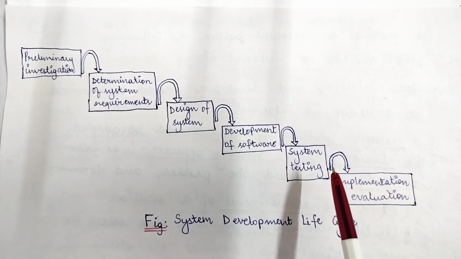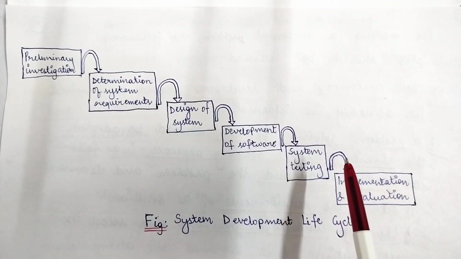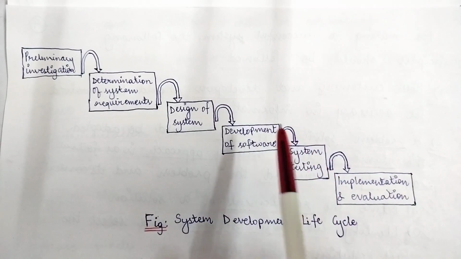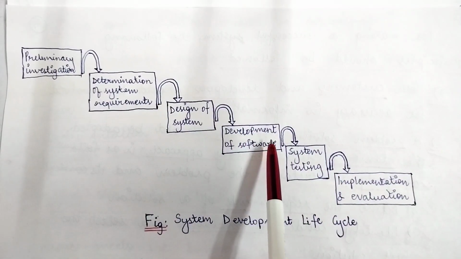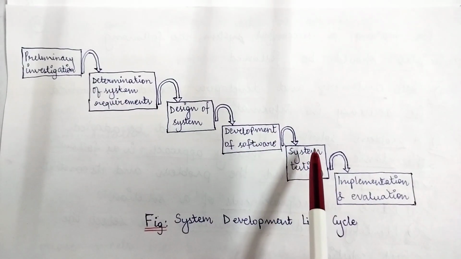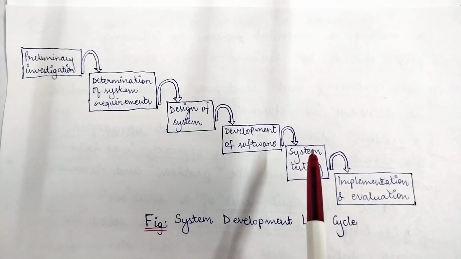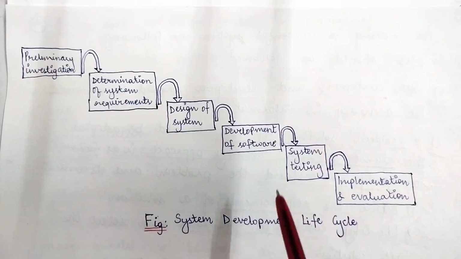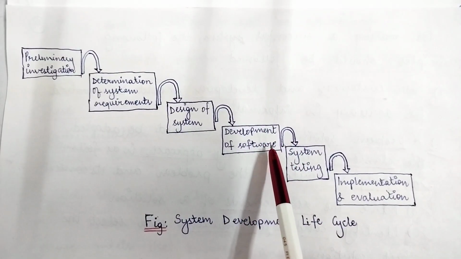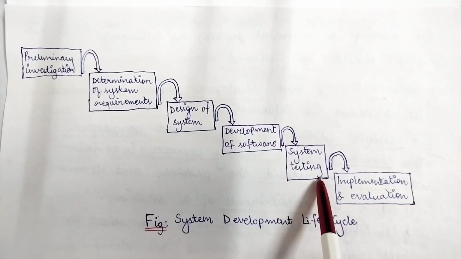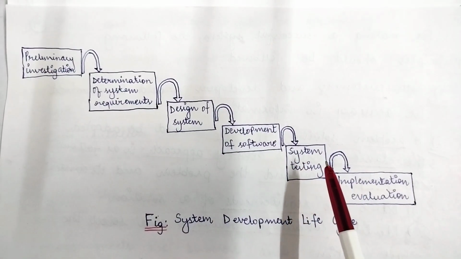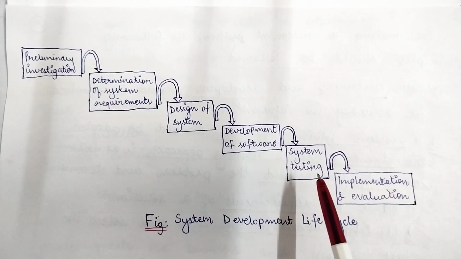But if there are problems with this system and it is not meeting the required objectives, obviously you have to make some modifications, which will be done in the development of software phase itself. You will go back to this phase, make some changes, and then again do system testing. Now if everything is okay and there are no errors, finally you will hand over the system to the client. So you keep going back to the development of software phase until in the testing phase there are zero errors.